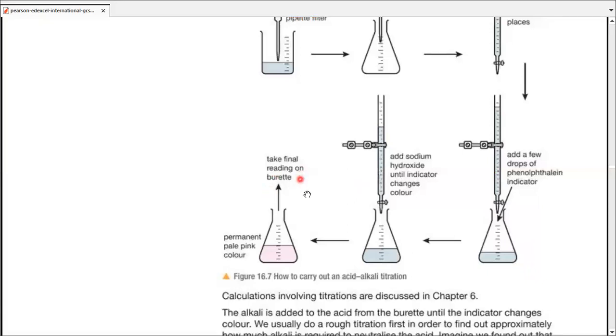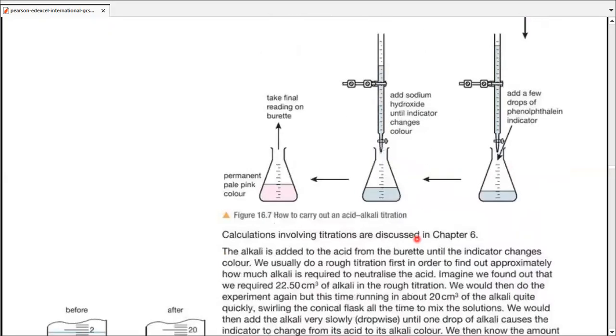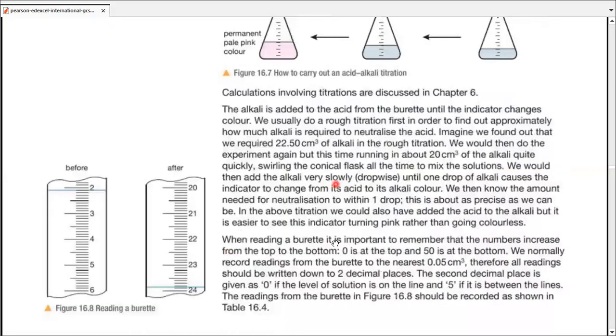take the reading, then add a few drops of phenolphthalein indicator. 2 to 3 drops are good enough. Then start adding your alkali until the indicator changes color. A permanent pale pink color will give you an idea that now you need to note the final reading on the burette. Note down the final reading as well. And then you can make the calculations which were discussed before.